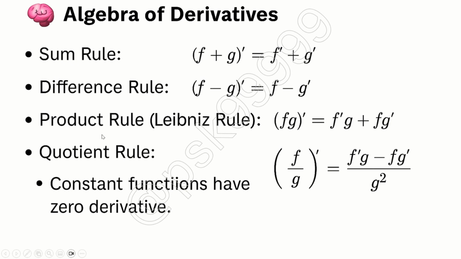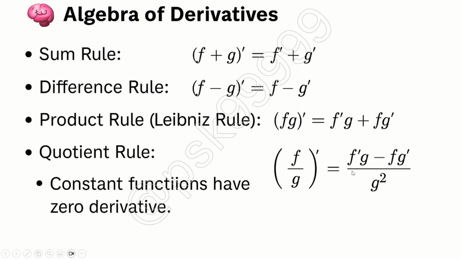The product rule is called the Leibniz rule. The differentiation of f into g is equal to f dash g plus f g dash. I think this looks easy, right? You first differentiate the first term, then multiply with the second term as is, plus keep the first term as is and multiply with the differentiation of the second term. That's it.